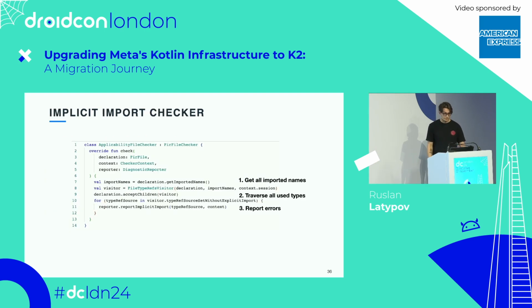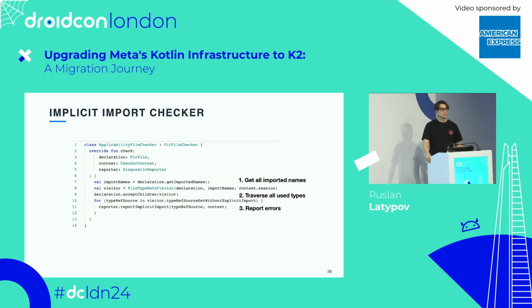So, how did we migrate the checker to K2? What capabilities do we need to run this check? First of all, we need to get all imported names in the file. Then we need to visit all the types which are used and make sure that these types were imported. And then we need to give a compilation error.